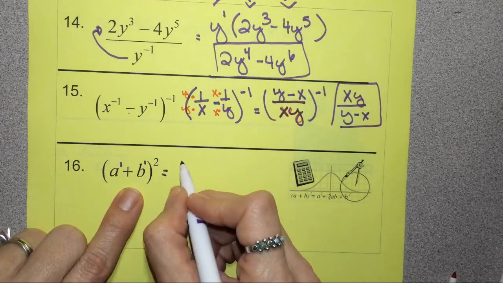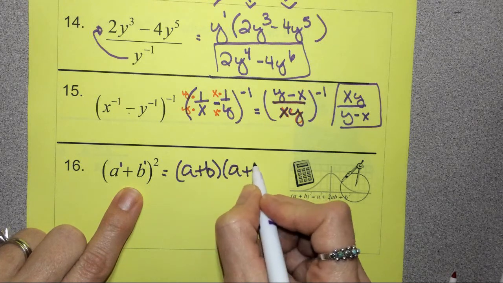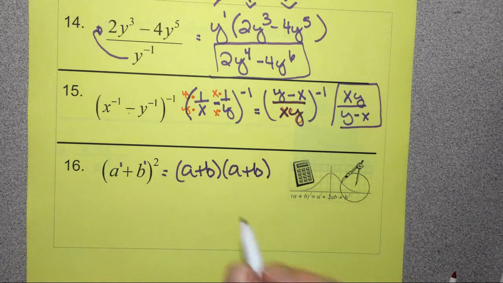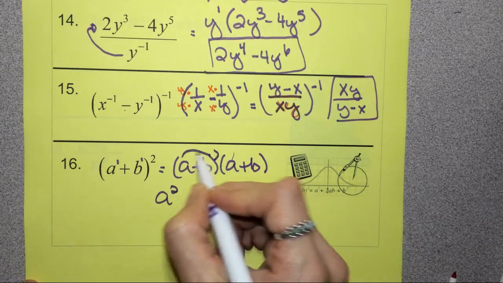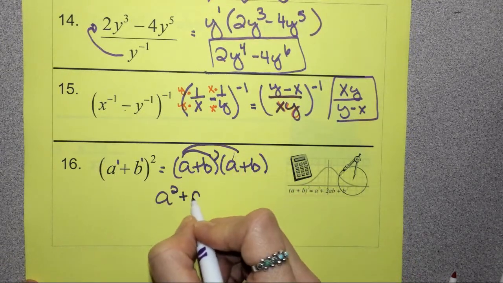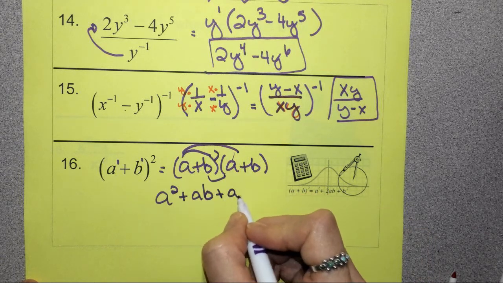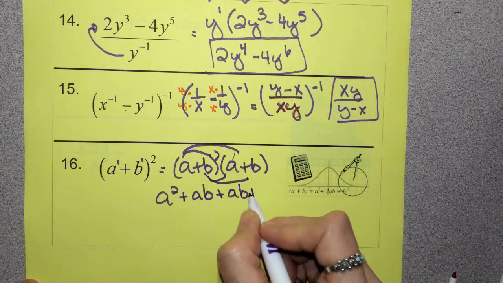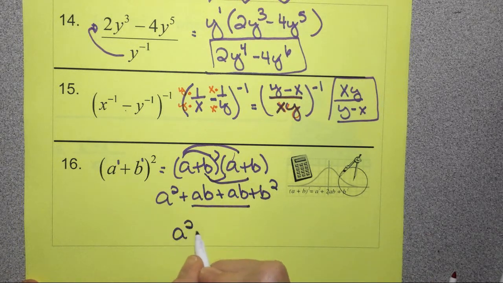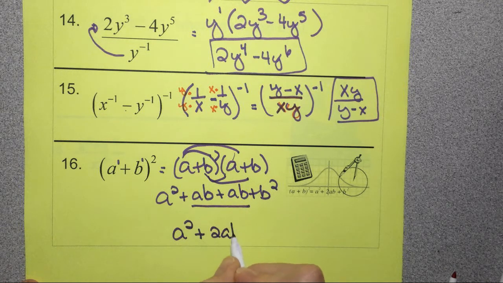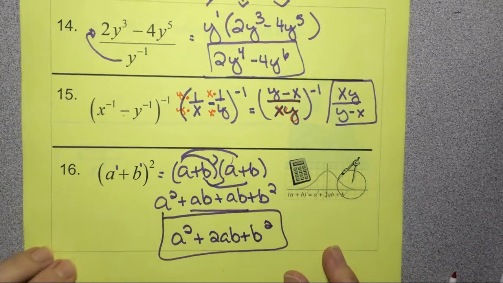Instead, I'm going to write down what this means. A plus b times a plus b. And then I'm going to remember how to FOIL. So a times a is a squared. A times b is ab. B times a is another ab. And b times b is b squared. Then I'm going to collect my like terms. So a squared plus 2ab plus b squared.